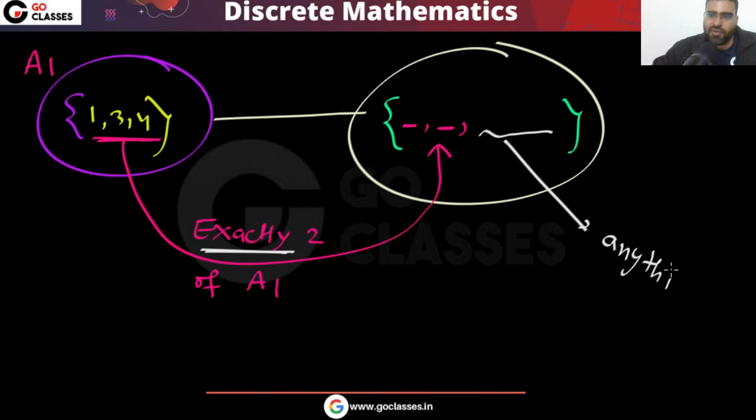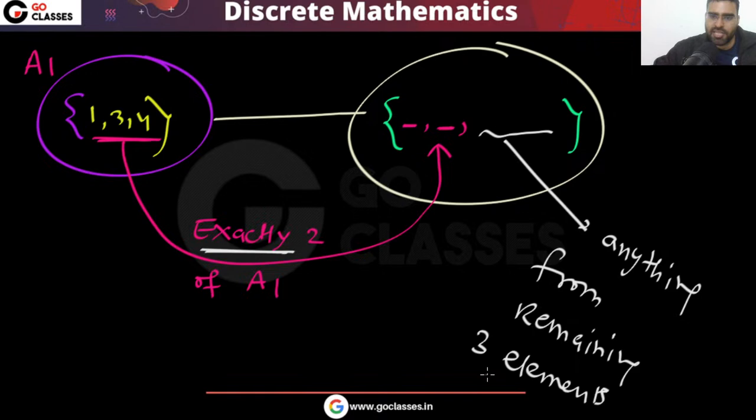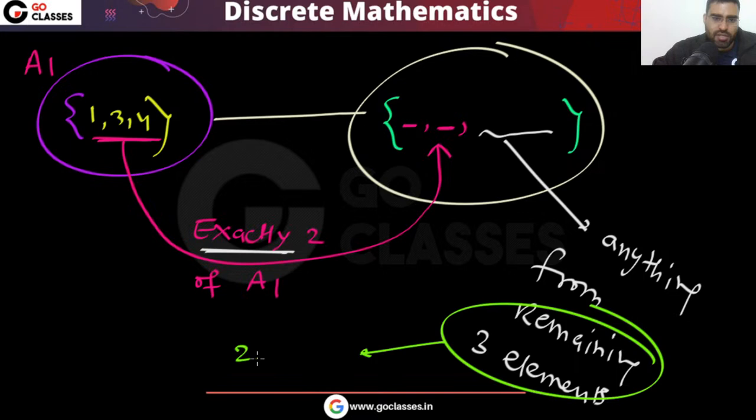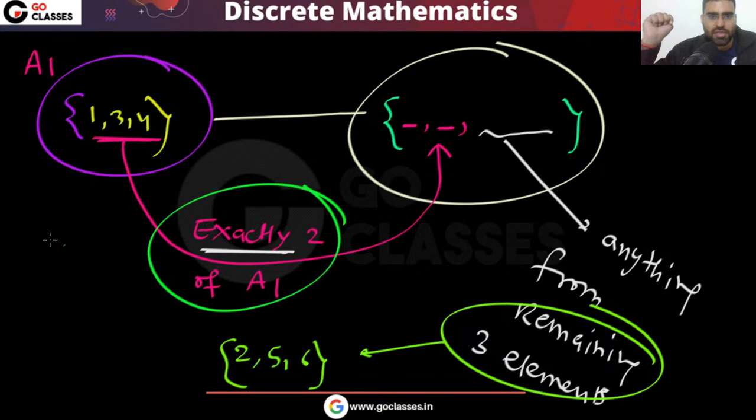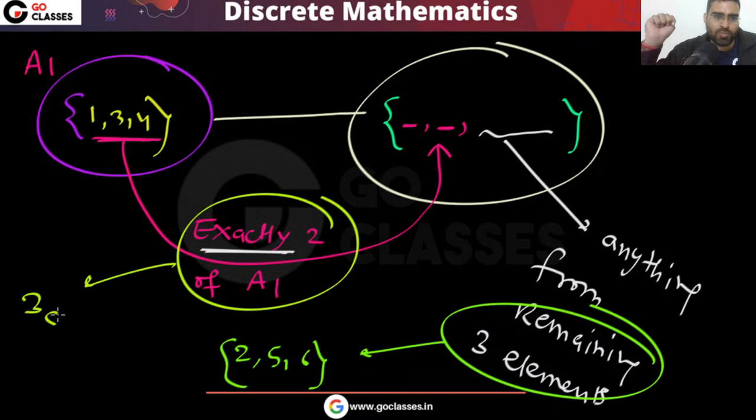Here you can have anything from the remaining 3 elements. Who are those remaining 3 elements? Those are 2, 5, 6. So the answer will be, you select exactly 2. Selecting exactly 2, how many ways? From 3, you are selecting 2. And any superset you create from the remaining 3 elements, every element has 2 choices. You can take it or leave it, for each one.